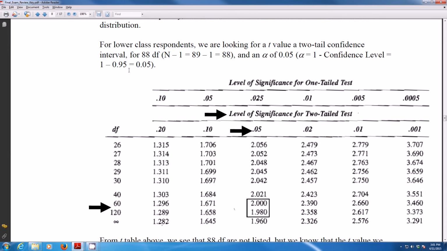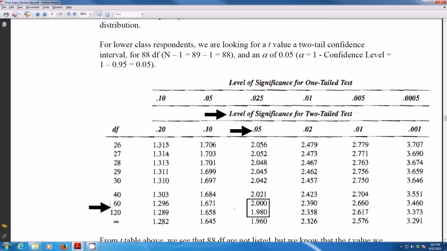First of all, degrees of freedom are calculated by taking the number of cases, in our case 89, and subtracting 1, because we lose 1 degree of freedom by estimating the true population standard deviation with the sample standard deviation. And so we're left with 88 degrees of freedom. If we're using a 95% confidence interval, we're going to have an alpha value of 0.05. And we always have a two-sided confidence interval, so we're going to use the two-tailed version. So two-tailed, 0.05, and we have to find 88 degrees of freedom.